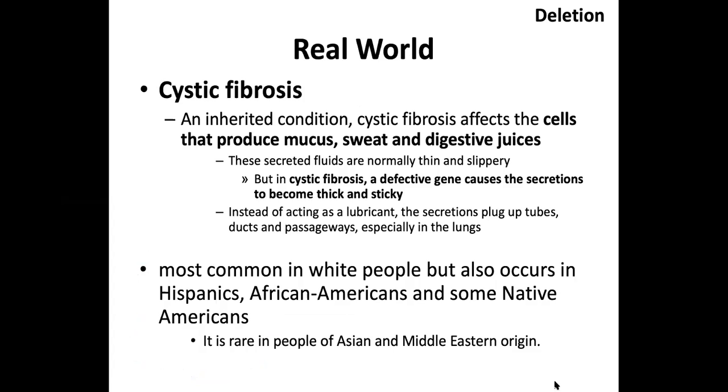So a real world example is cystic fibrosis, okay? This is usually an inherited condition and it affects the cells that produce mucus, sweat, and digestive juices. So these secreted fluids are normally thin and slippery, but in somebody who has cystic fibrosis, there's a defective gene that causes these secretions to become thick and sticky. So it makes it hard for them to breathe, okay? So instead of acting as a lubricant, the secretions plug up tubes, ducts, and passageways, especially in the lungs, okay? This is most common in white people, but it also occurs in Hispanics, African Americans, and some Native Americans.